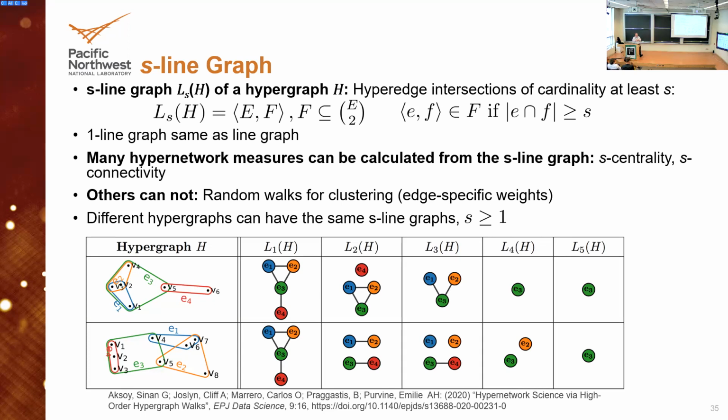So the 1-line graph thereby is just the line graph. Many of the hypernetwork measures that we're talking about, S centrality, S connectivity, and others, can be reduced to the S-line graph, which is obviously a great convenience.